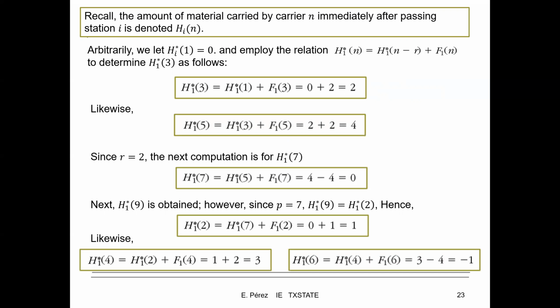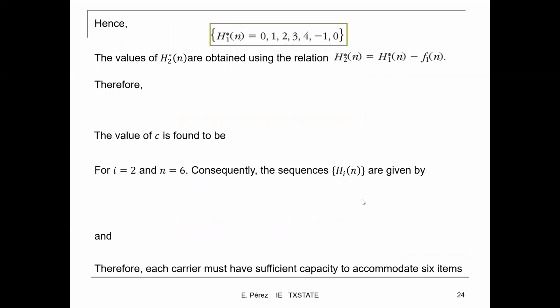Likewise, H1 star of 4 is going to be equal to H1 star of 2 plus F1 of 4, which is equal to 1 plus 2, which is equal to 3. And then H1 star of 6 is going to be equal to H1 star of 4 plus F1 of 6, which is equal to 3 minus 4, which is equal to minus 1. Hence, having computed all the values, the set H1 star of N is equal to 0, 1, 2, 3, 4, minus 1, and 0.